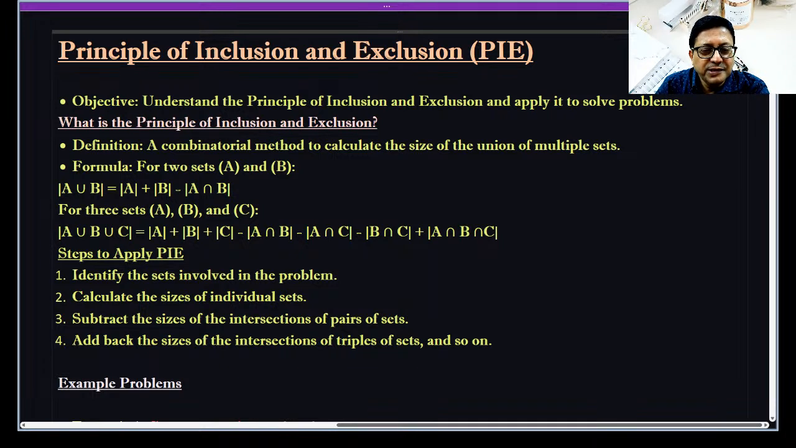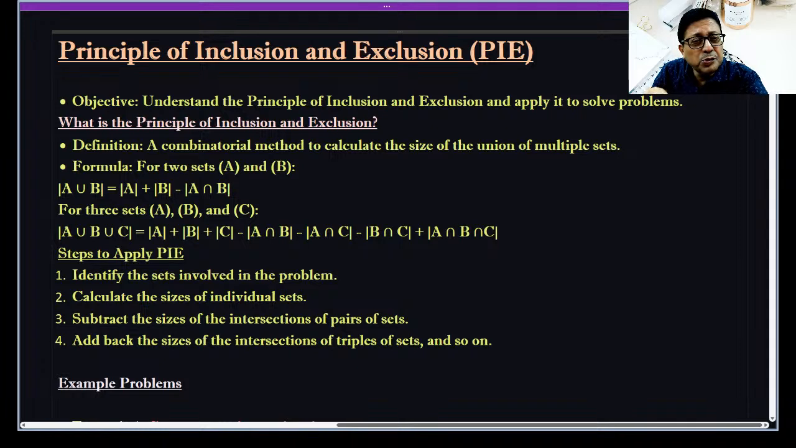Today's class I have decided to discuss principle of inclusion and exclusion with you, which is a very important topic for all mathematics based examinations including your JEE. But this class I am taking to help you for starting preparation on combinatorics for your mathematics Olympiad examinations.